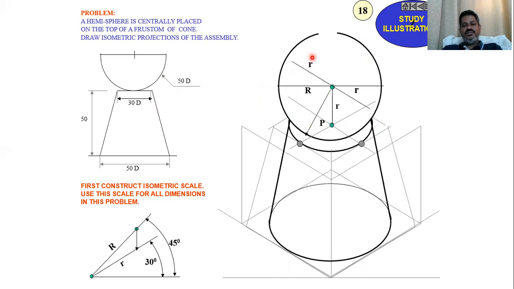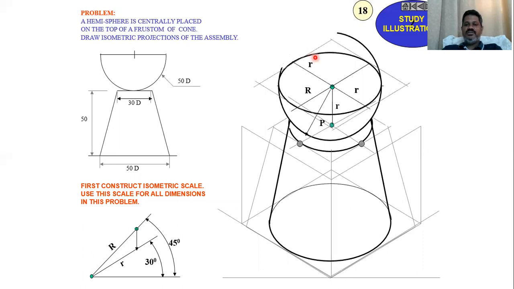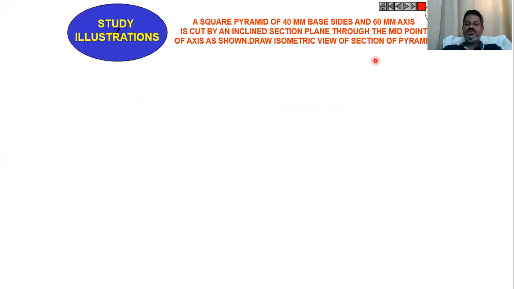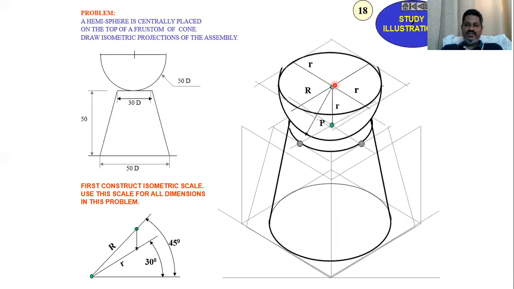Then with the true radius, construct one more rhombus at that height, in which you construct an ellipse. Then erase this line, which gives us the hemisphere placed centrally on the frustum of the cone.